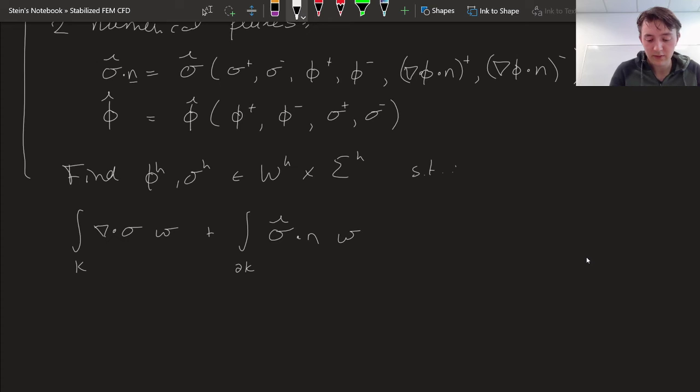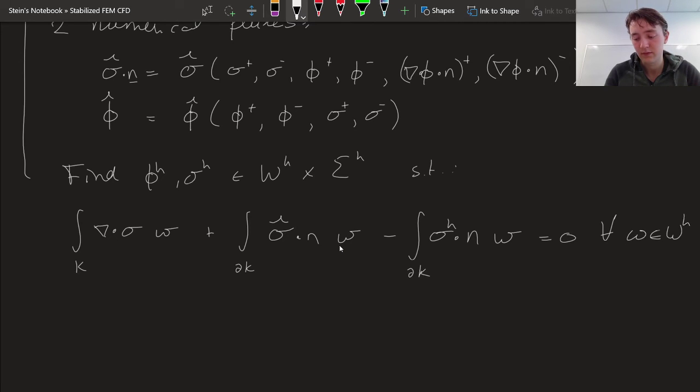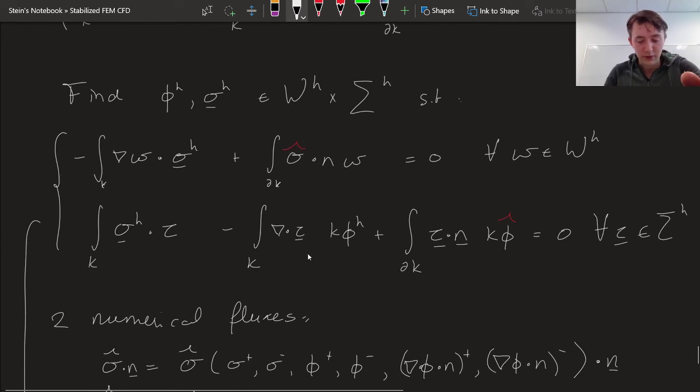Times w, but now minus a new term, because I did integration by parts, of sigma h dot n times w. Yeah, and you should recognize now that these are not necessarily the same, because I have some arbitrary choice for sigma hat. So these are not going to cancel, and that's why doing integration by parts back and forth still gives me actually a bunch of terms in the boundary. And for the second one, I'm just going to keep the same expression. Let me just copy that over.